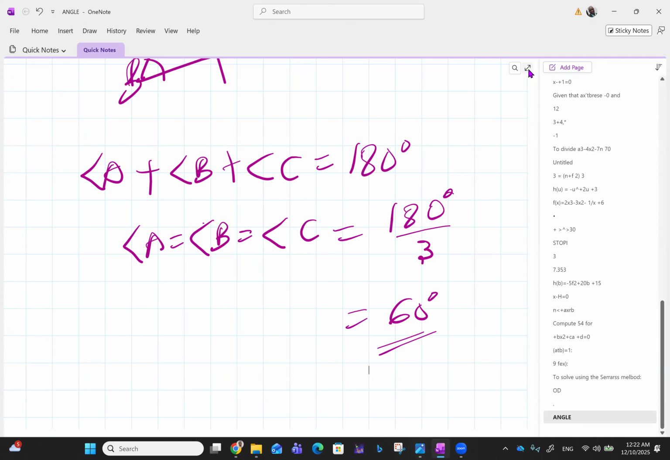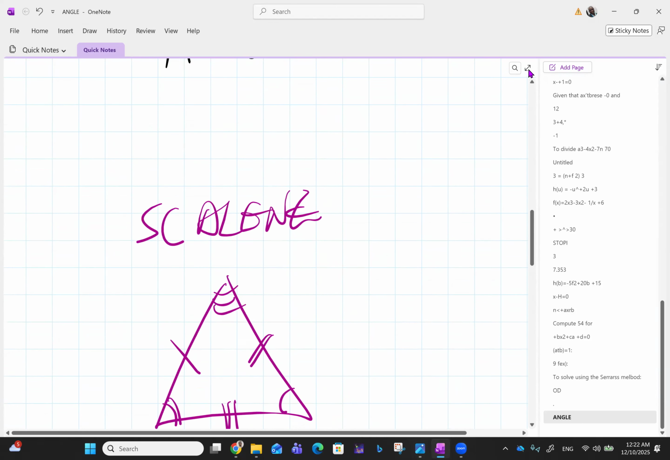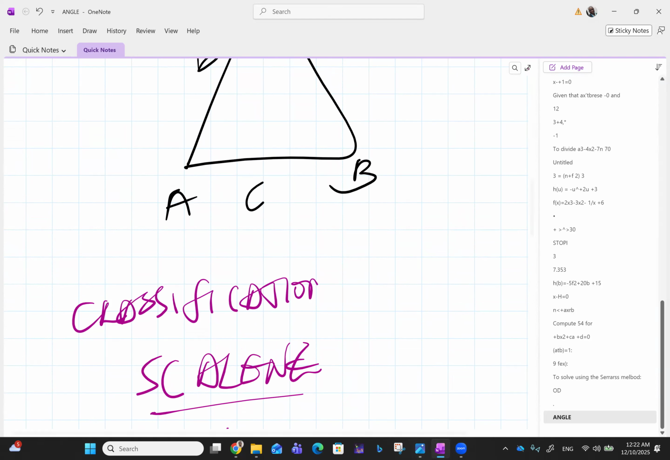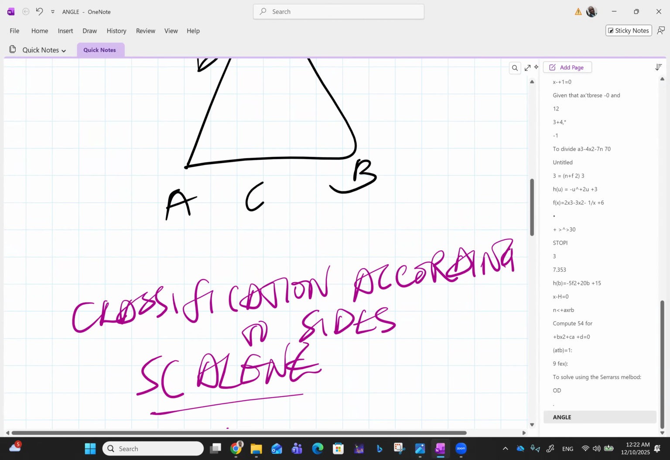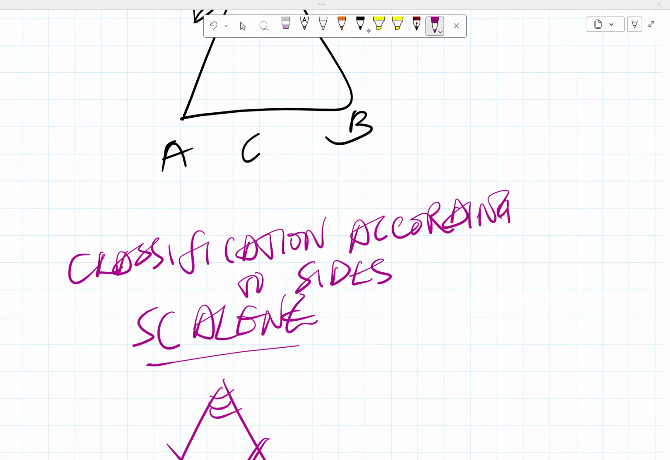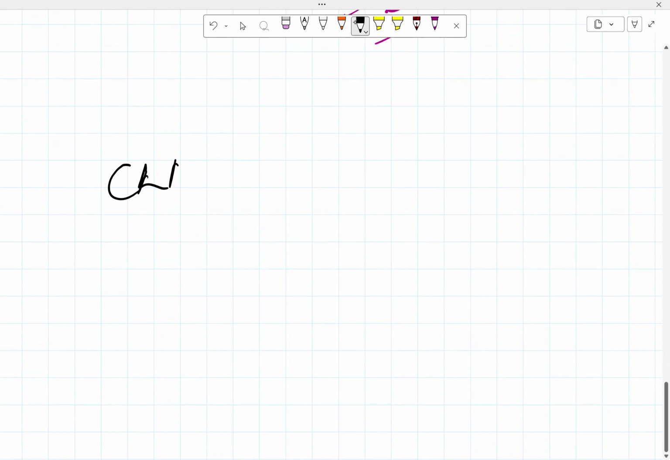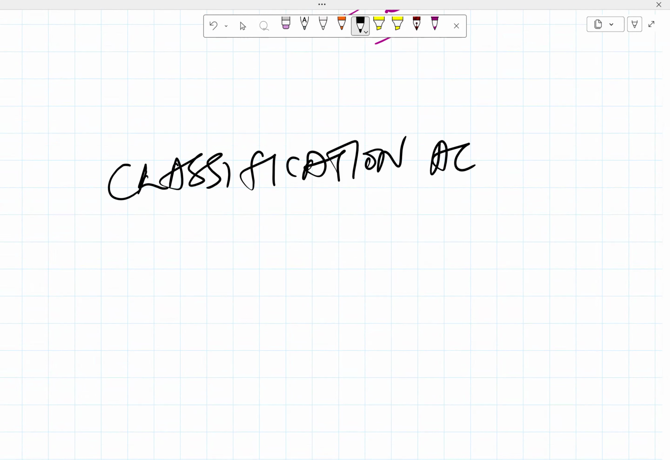So let's talk about that. So we've classified according to sides now. So we can also classify according to angles. Okay, so I'll run through all of that. Classification according to angles. Okay.